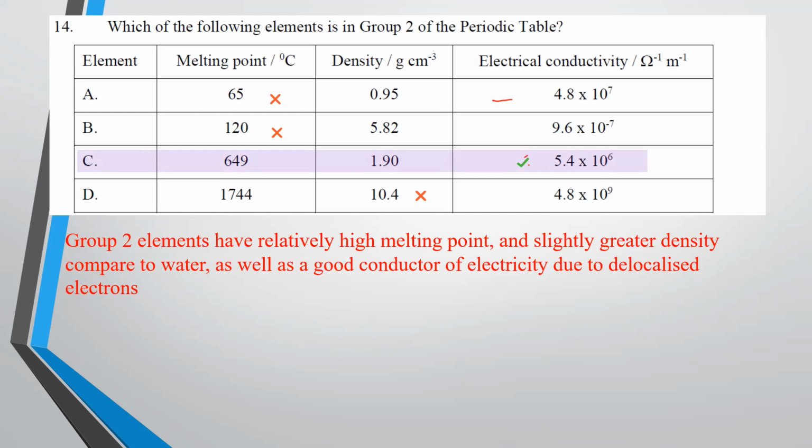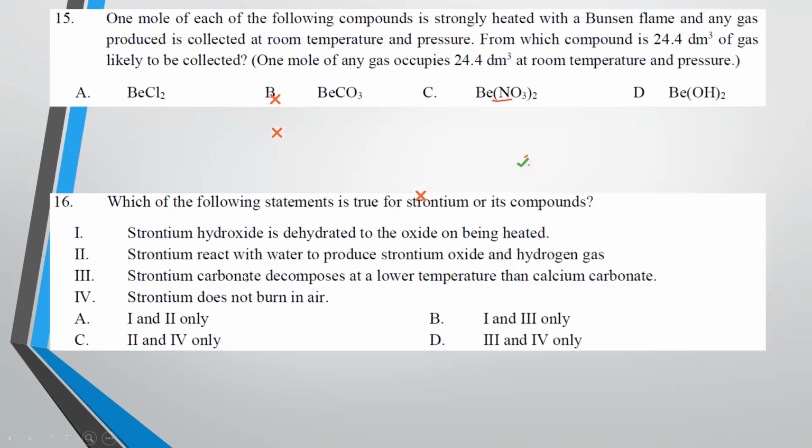Okay, with that, next session, let's immediately move to question number 15. One mole of each of the following compounds is strongly heated with a Bunsen flame, and any gas produced is collected at room temperature and pressure. From which compound is 24.4 dm3 of gas likely to be collected?